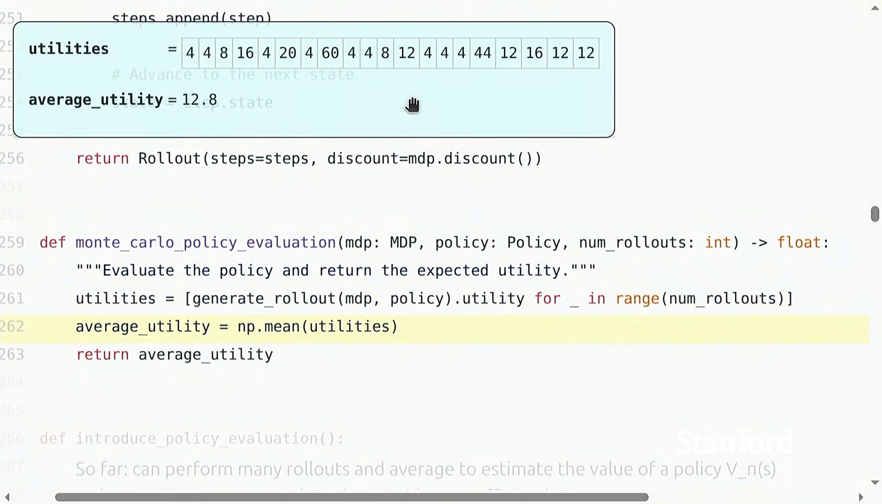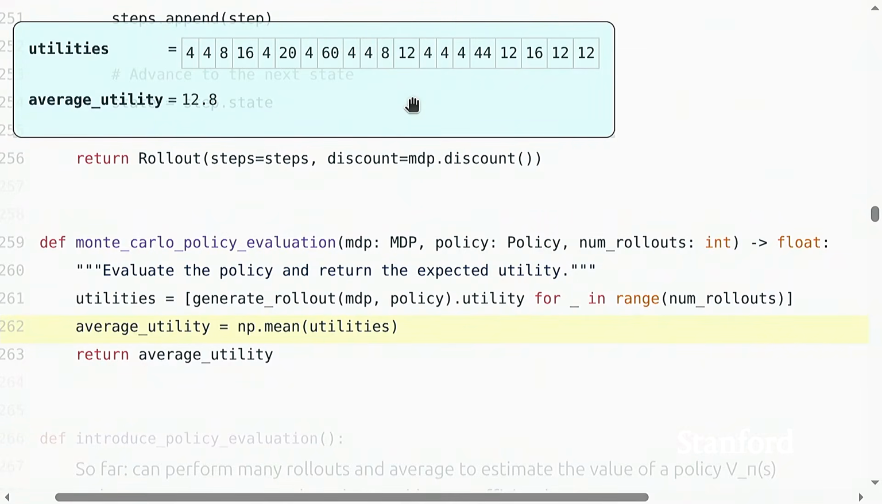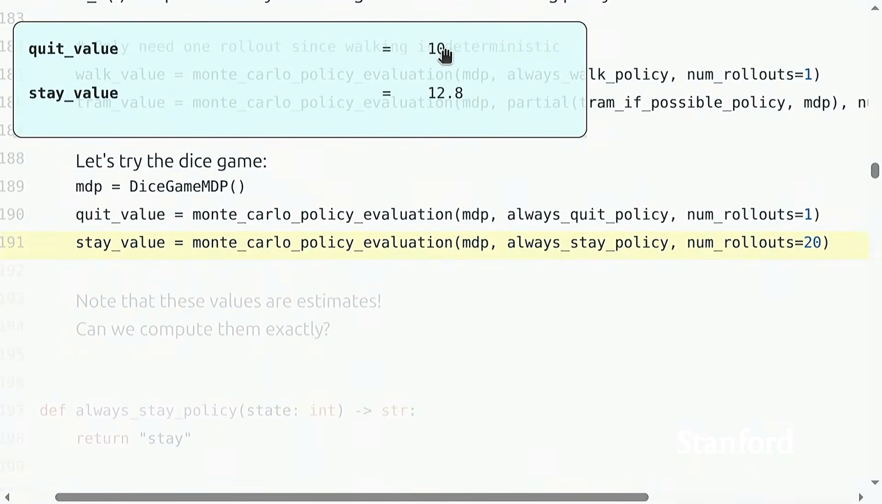So how many of you would still stay? I mean, sorry, how many of you would quit? Wait, okay, so staying gives you an average utility of 12.8, and quitting gives you a value of 10. Okay, so how many of you would quit? Okay, maybe you don't trust the simulation here. Fine, that's fine. If you trust this, then I think you should probably stay, if you're trying to maximize utility. If you want to lose money, that's another story.